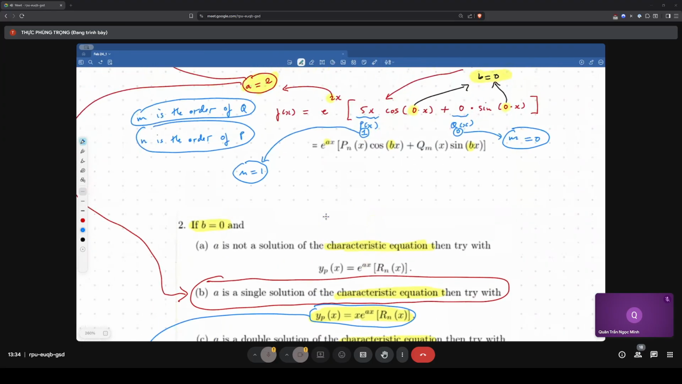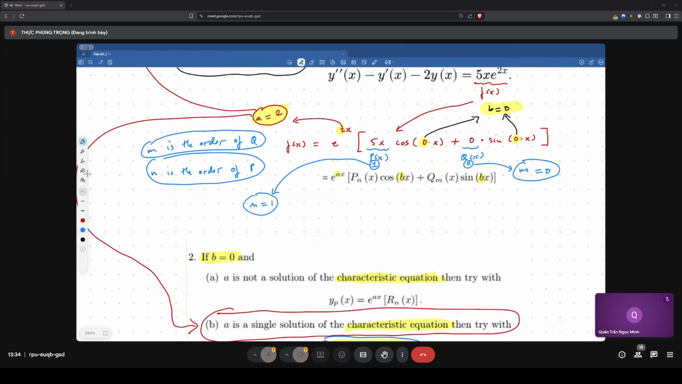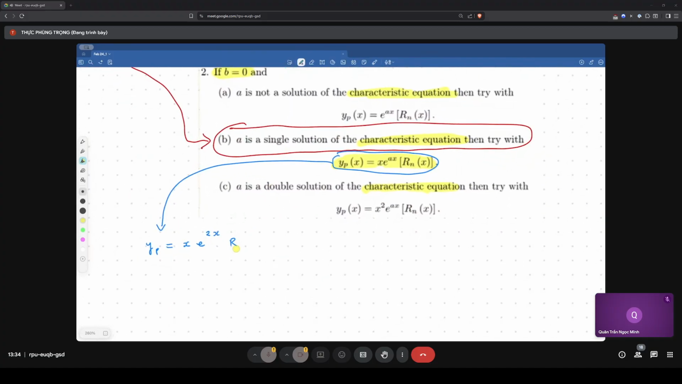N is the number 1, right? N is the number 1, let me highlight that. N is just the order of P. P is 5s, and this is of order 1. So N is 1. So we write R_1. What is R_1? R_1 is just a polynomial of order 1.